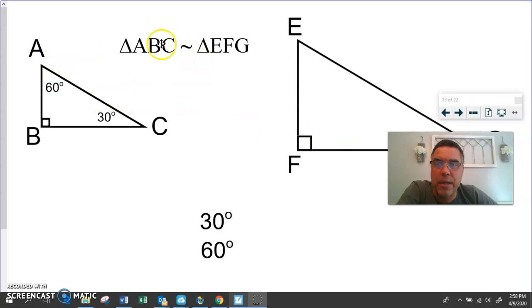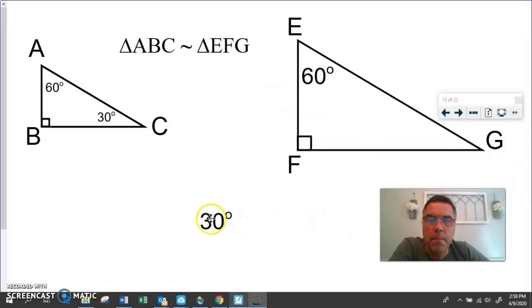And if we knew these two shapes were similar, we got our similarity statement here. For missing some angles, we can just look at the corresponding parts. So angle A, which is 60 degrees, corresponds to angle E. So angle E is going to be 60 degrees. And angle C, you can see in the similarity statement, is in the same place as the G. So the angle C is 30 degrees. So angle G is going to be 30 degrees.